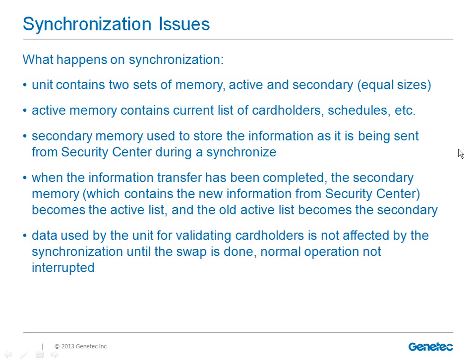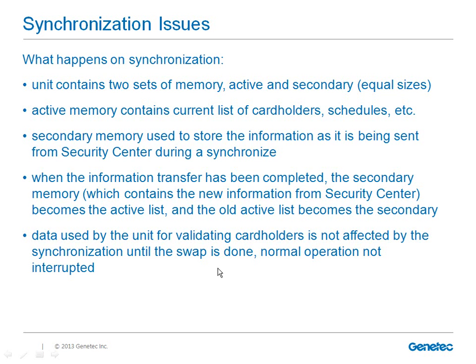The active memory should have our most recent list of cardholders and schedules. When we do a synchronization, Security Center sends the latest cardholders, schedules, and other information to the secondary set of memory. When this transfer has been completed and the information has been verified, the secondary memory is set as the active memory, and the old active memory becomes the secondary and waits for the next set of synchronization information coming from Security Center.